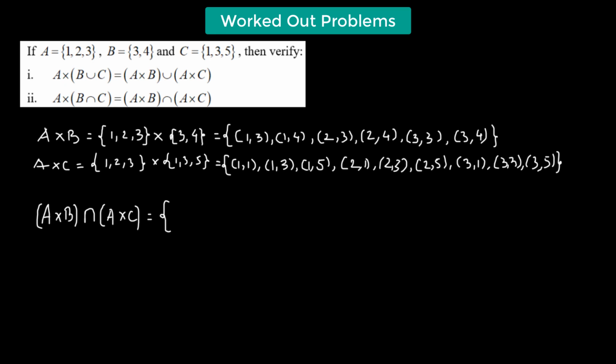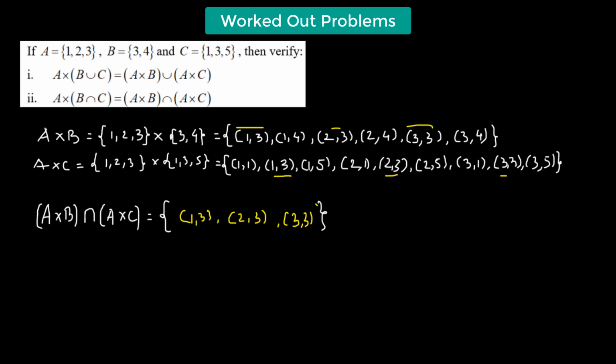So let's look for it. (1, 3) is present. So this is going to be our first ordered pair. (1, 4), is it present? (1, 4) is not present. (2, 3) is present in both sets. (2, 4) is not present. (3, 3) is present. I think that's it. So these are the three ordered pairs in the intersection of the two Cartesian products.